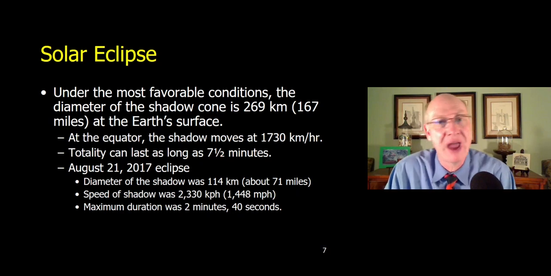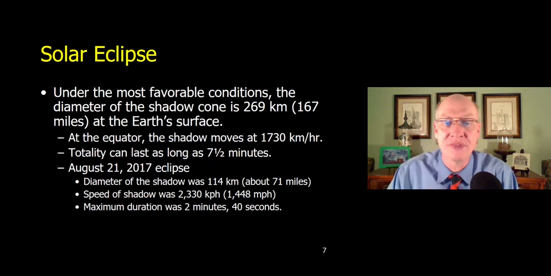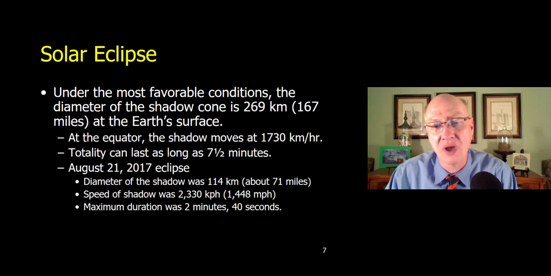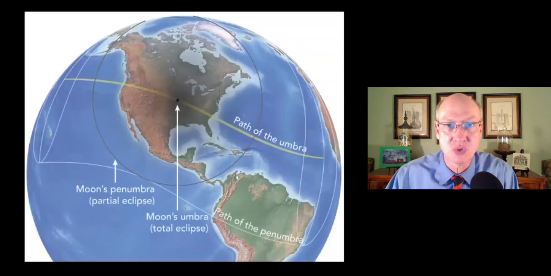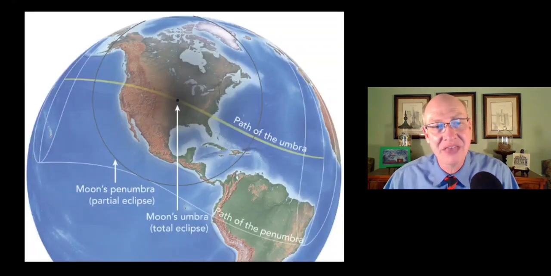So let's put this in perspective. I hope some of you got to see the total solar eclipse on August the 21st, 2017. I was fortunate enough to be at a camp in South Carolina where we had spectacular conditions and a beautiful clear day and saw the eclipse from beginning to end. On that day, the diameter of the shadow on the surface of the Earth was 114 kilometers across. That's about 71 miles. And the speed of the shadow was 2,330 kilometers per hour. That's 1,450 miles per hour. So the maximum duration was only 2 minutes and 40 seconds. And here's the path of that eclipse in August of 2017, cut all the way from the west coast of the United States to the east coast of the United States.